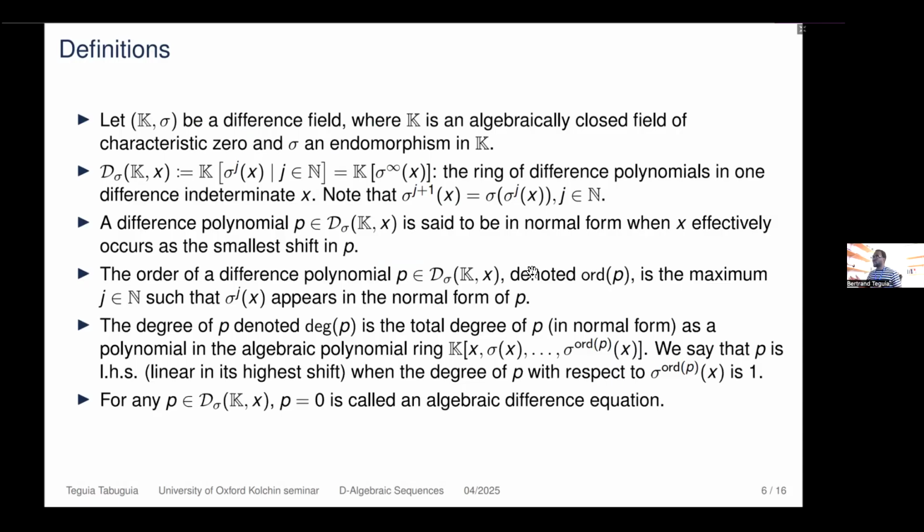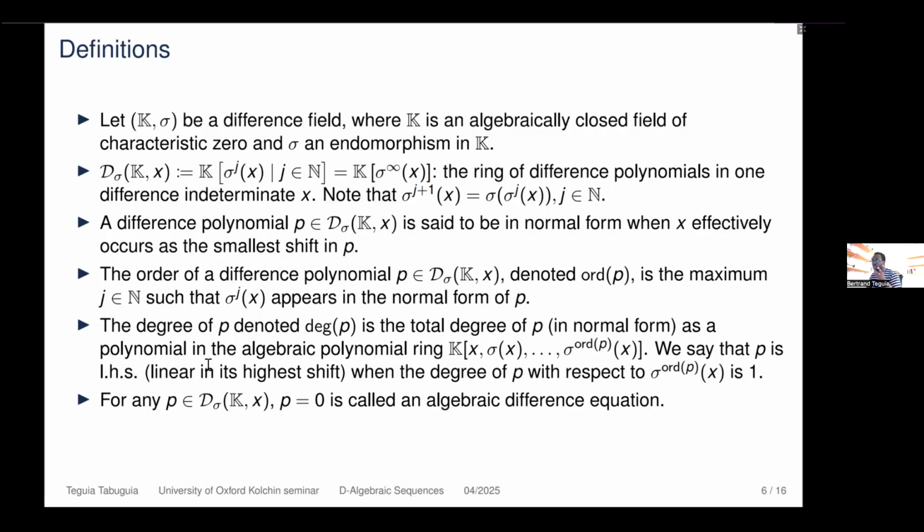Now, a difference polynomial P is said to be in normal form when X effectively occurs. So the minimal shift in the difference polynomial is 0, the minimal order, let's say. And the order is defined as follows: it is denoted order P, the maximum J so that sigma J of X effectively occurs in P when P is written in normal form. So you always have X and the maximum J.